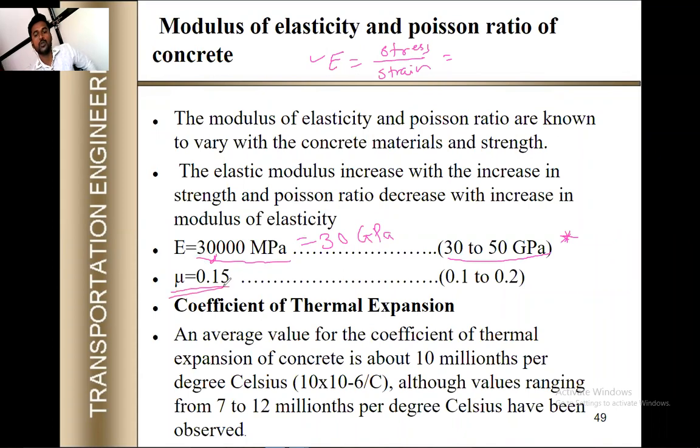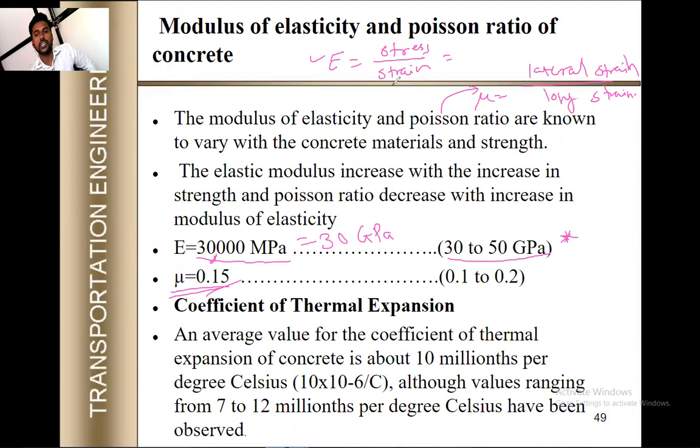And mu is the Poisson's ratio. How do we calculate the Poisson's ratio? Mu is equal to lateral strain by longitudinal strain. This is the formula for calculating Poisson's ratio.